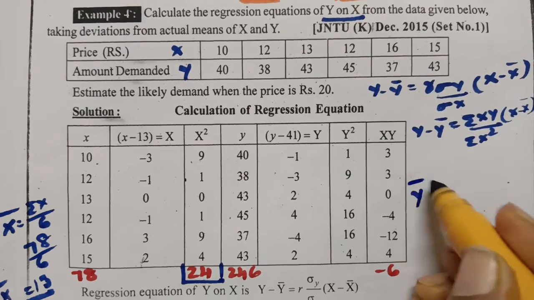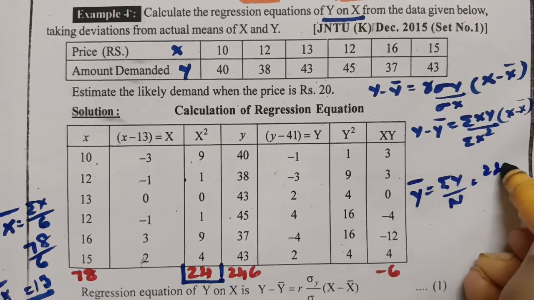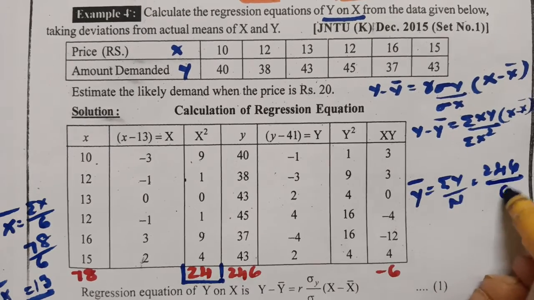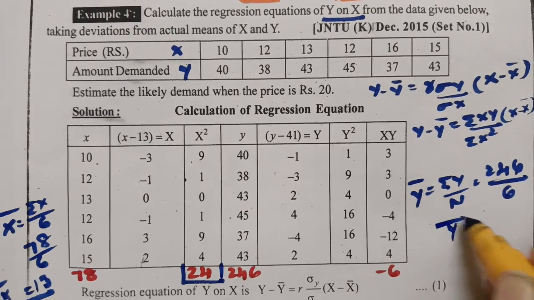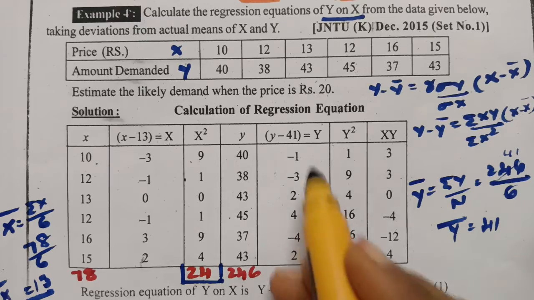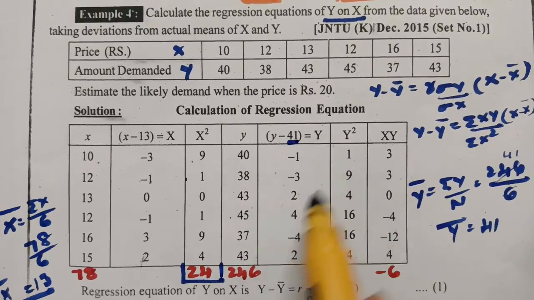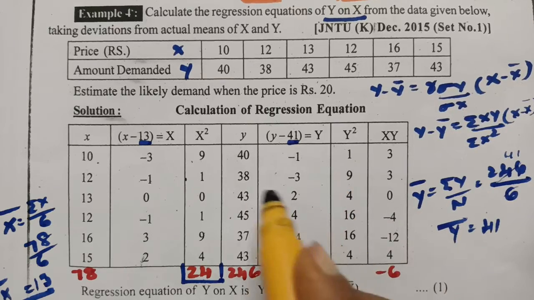246. So y bar is equal to sigma y by n, that is 246 by 6. So this value will be 41. So here y bar is equal to 41. So y is equal to, we have to subtract 13 from the x series and 41 from the y series.